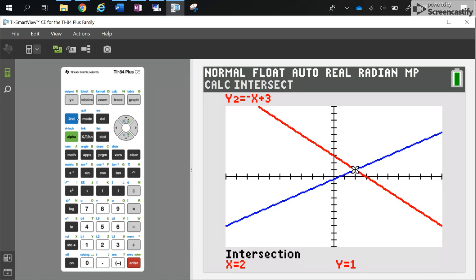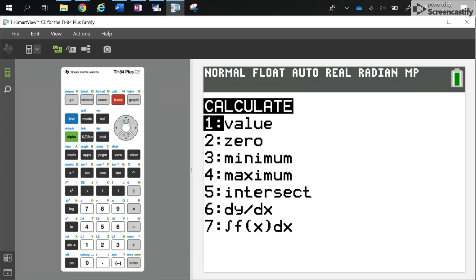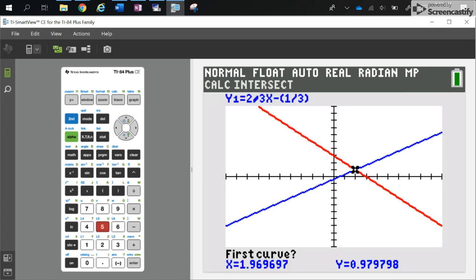So one more time, let me show you. We go second trace, which is second calculate, number 5 for intersect. When it asks me first curve, second curve, I just keep pressing enter. And when it asks me to guess, I press enter again, and it gives me the point of intersection.